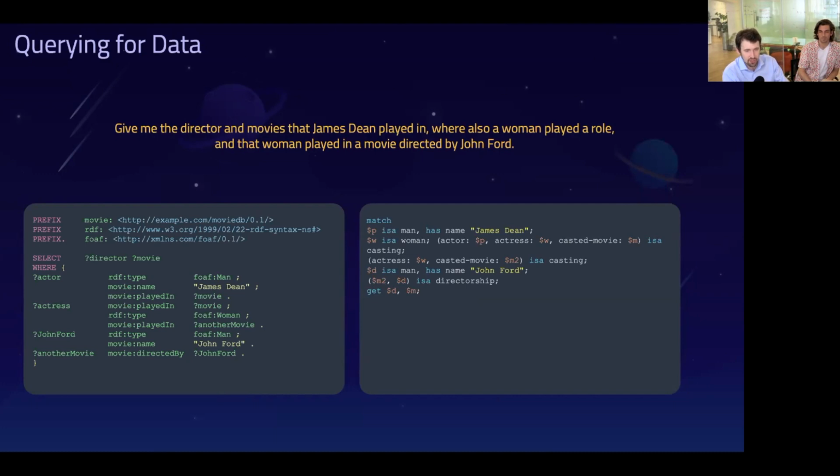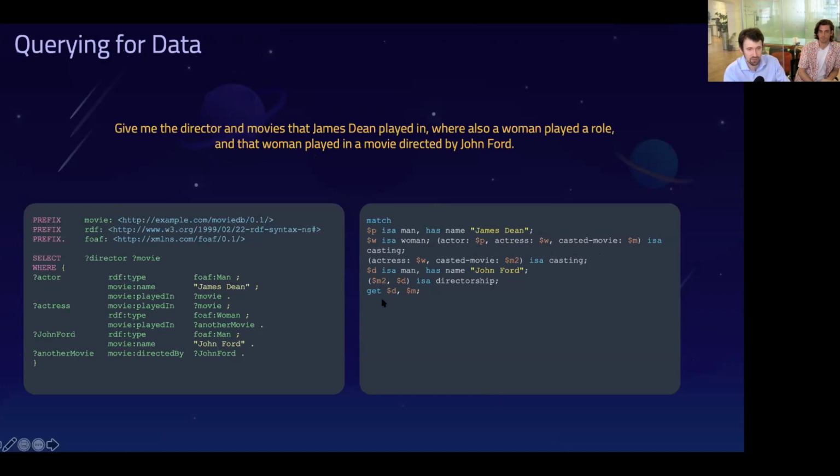Now, I would direct your attention to a couple of things here. The main thing being that some of these relations, we specifically define the roles, the role players in. And in particular, the relation on this line right here, where we effectively create a ternary relation. There's three things in one relation. This is a relation of type casting, but we've got an actor that is played by the man James Dean. We've got an actress that is played by a woman that is undefined, or at least not filtered. And there's a casted movie that is $m. And $m can be anything. We haven't actually declared what that type is.